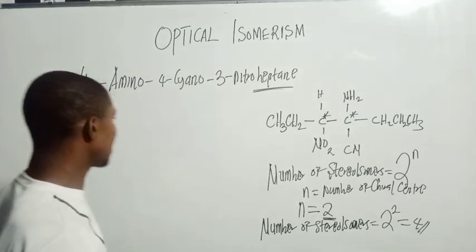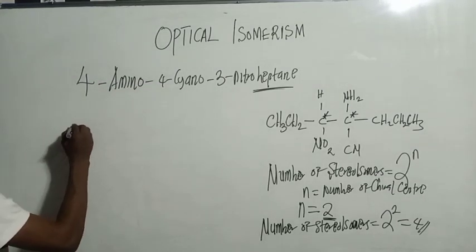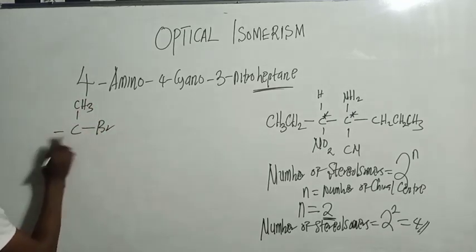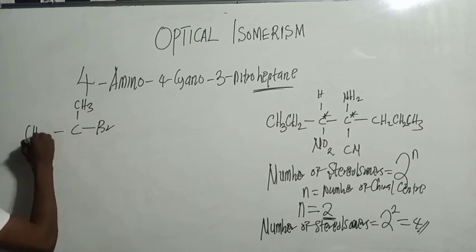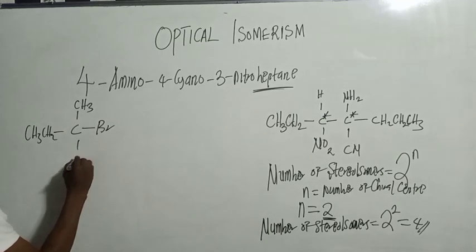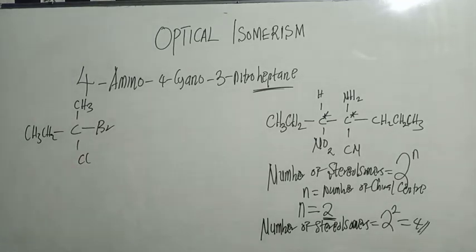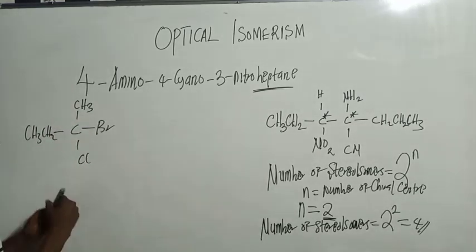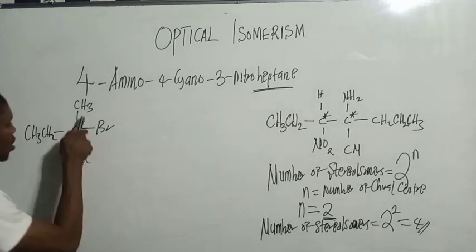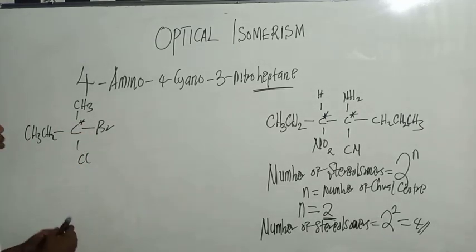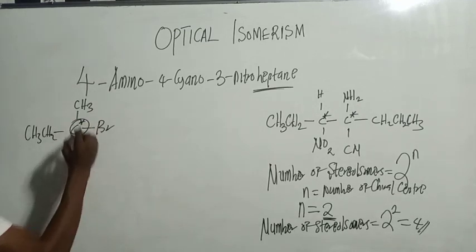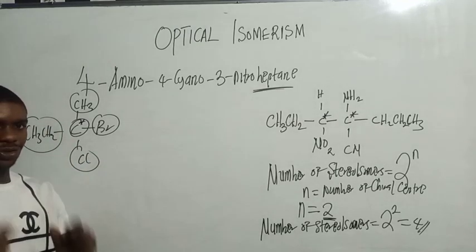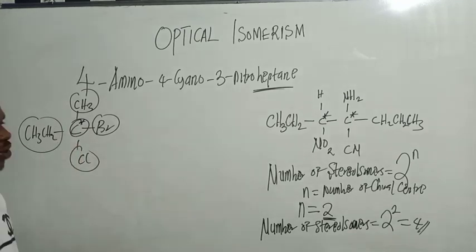Now, for example, here I have Br, here CH2, here CH3, CH2, and here Cl. Let's look at this one here. This one has one chiral center. This carbon atom here is one chiral center, because you have one, two, three, four different groups attached to it. Do you see that? So how many possible stereoisomers is it going to have?